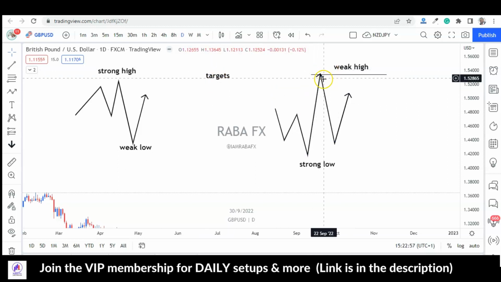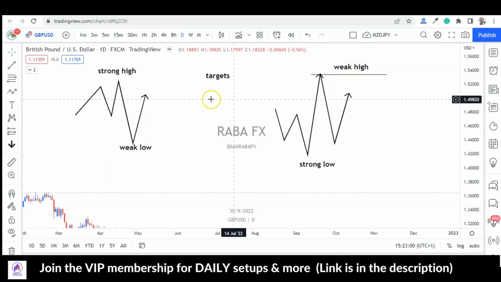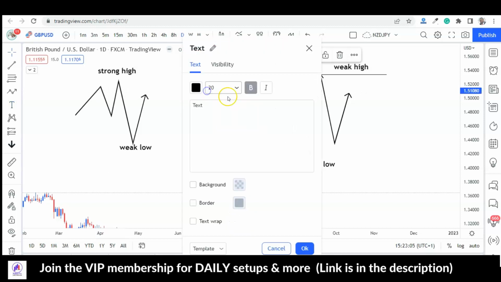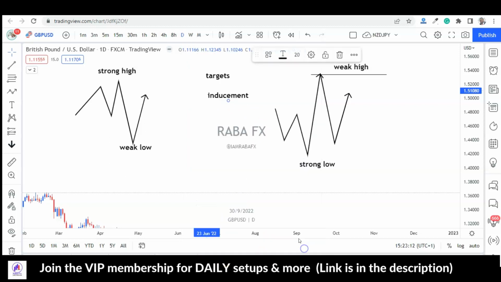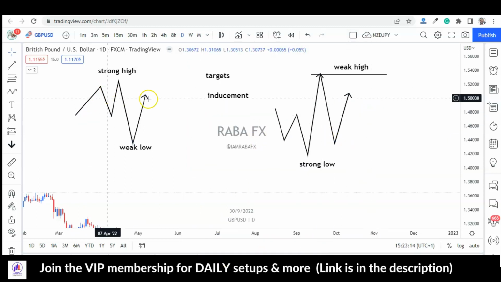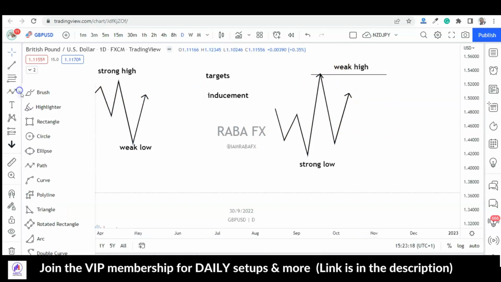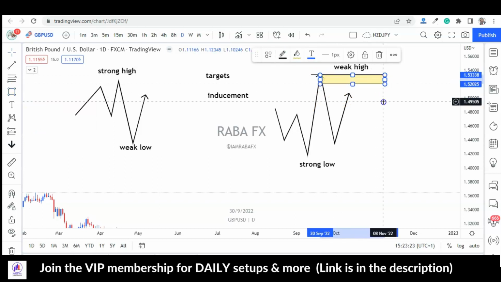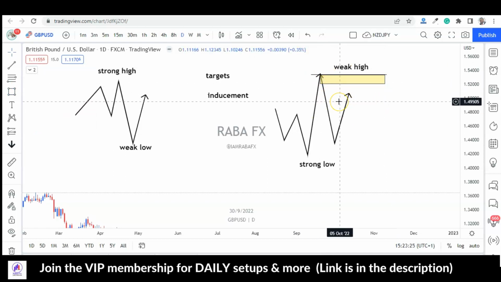The market moves in the form of liquidity. Another way you can use your strong high, your weak high and low is as a form of inducement. Most people will be induced to take trades there, especially if they are moving down in the lower time frame.